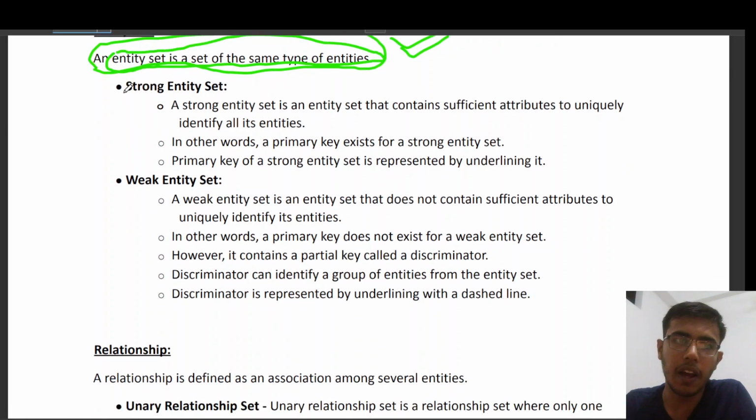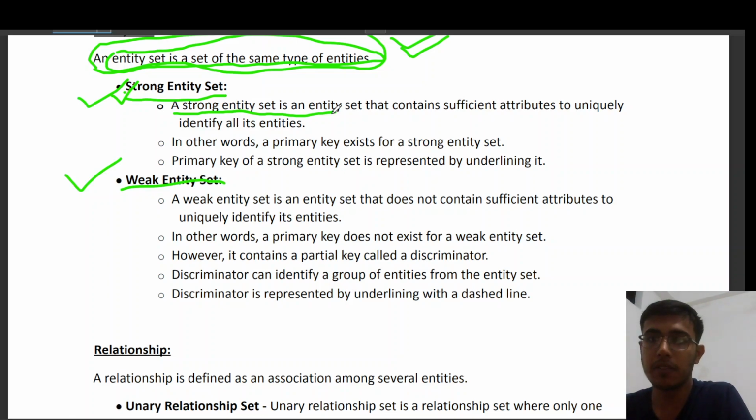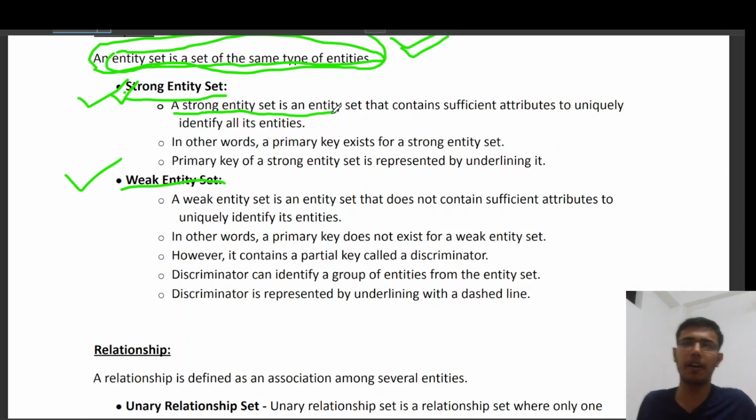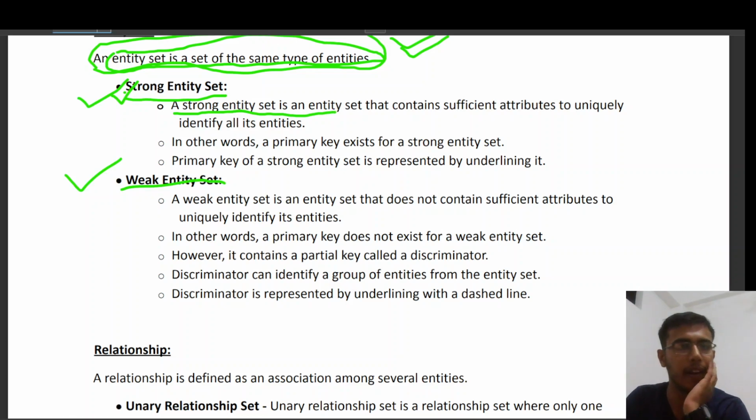And there are strong entity sets and weak entity sets. What is an entity? An entity is basically a real world object. Suppose student. Student is an entity. Suppose university is also an entity. So an entity is basically a real world object. That is what we call an entity.